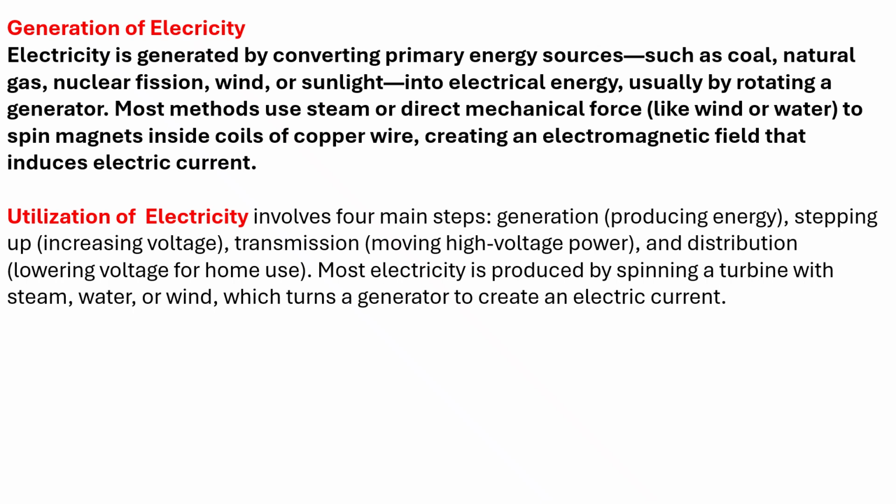electricity is generated by converting a primary energy source such as coal, natural gas, nuclear fission, wind, or sunlight into electrical energy, usually by rotating a generator. Most methods use steam or direct mechanical force like wind or water to spin magnets inside coils of copper wire, creating an electromagnetic field that induces electrical current.